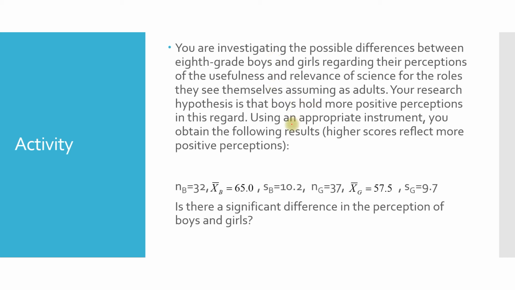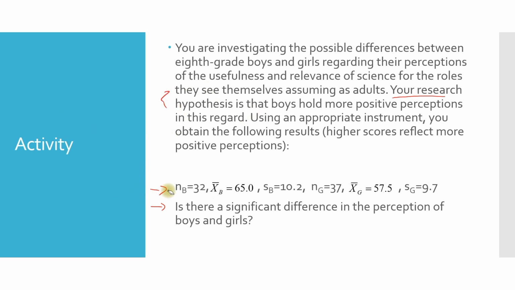But then, using an appropriate instrument, you obtain the following results, where NB is the sample size for boys, X bar B is the mean for boys perception scores, and SB is the standard deviation for boys perception score. Your question is: is there a significant difference in the perception scores of boys and girls? So be careful with what is stated here. Your research hypothesis is that boys hold more positive perceptions in this regard. But in the question itself, I'm not referring to that.